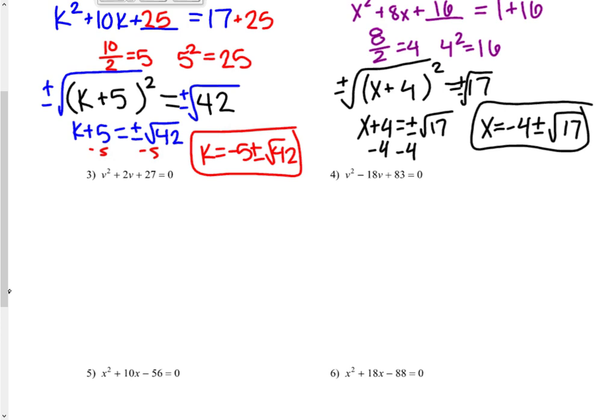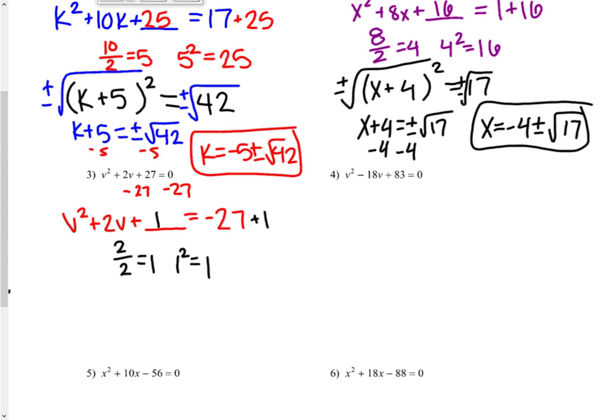Number 3, I'm going to subtract 27 from both sides. V squared plus 2v plus something equals negative 27. Take my middle term and divide it by 2, I get 1. 1 squared equals 1, so I'm going to add 1 to both sides. Complete our square, v plus 1 squared. V, because it's our variable, 1, it's our middle term divided by 2, equals negative 26.